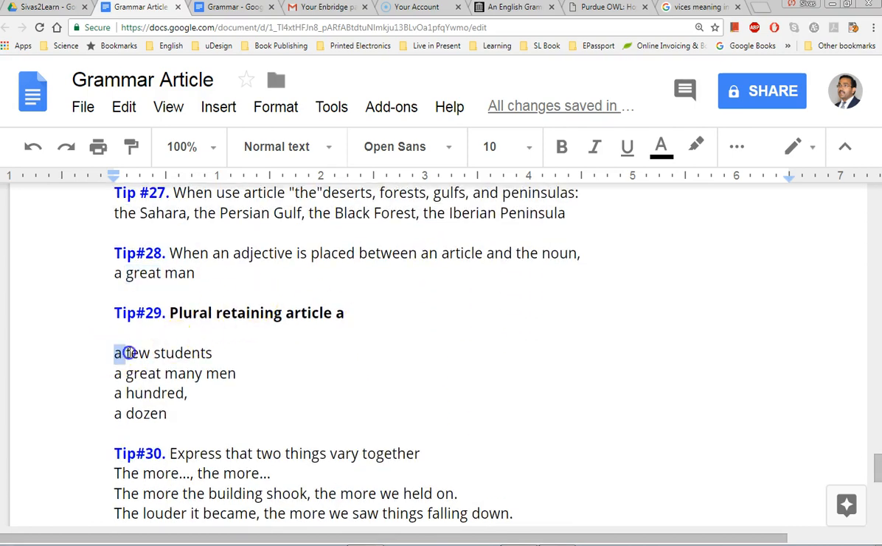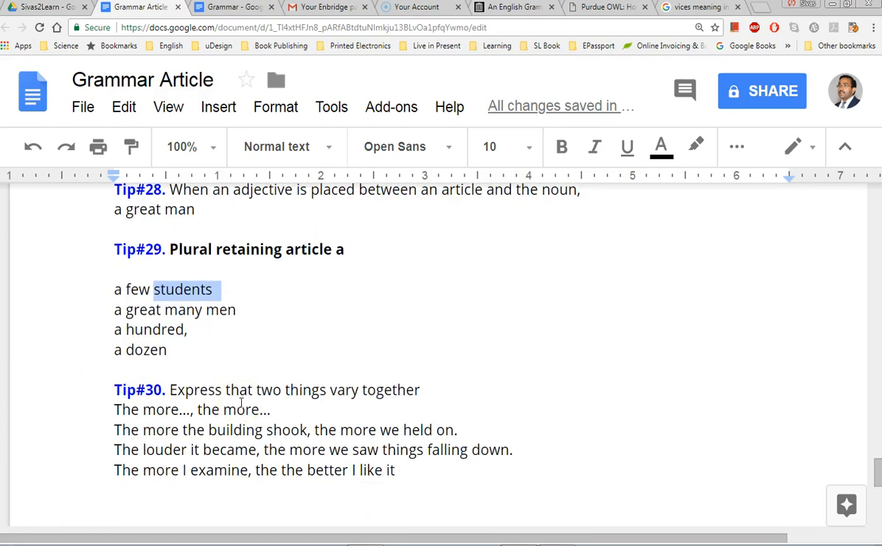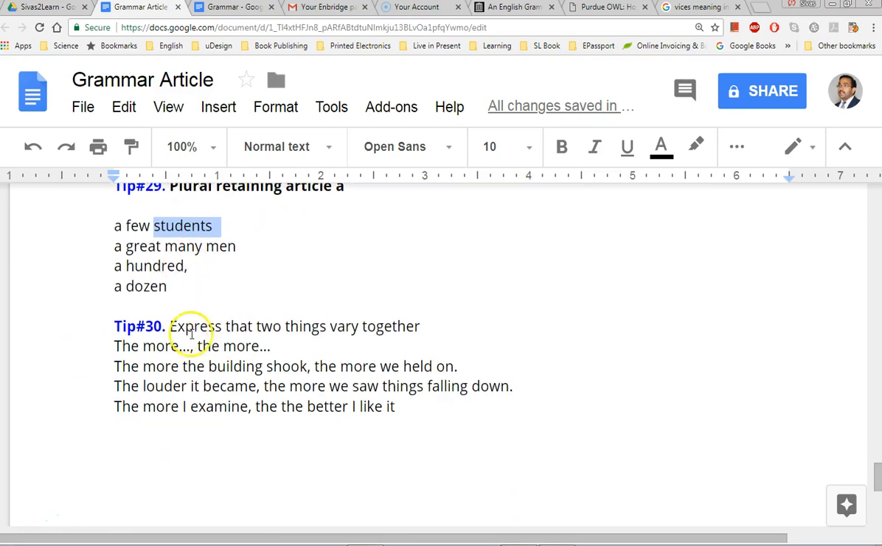Sometimes you use "a," but they really mean plural, right? A few, but they are plural. A great many men, they are plural. A hundred, a dozen apples, right? That means they are plural. So sometimes they still retain the article "a."